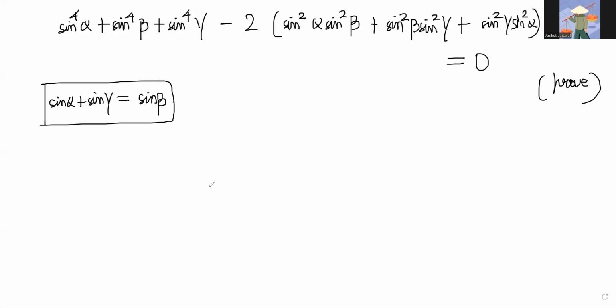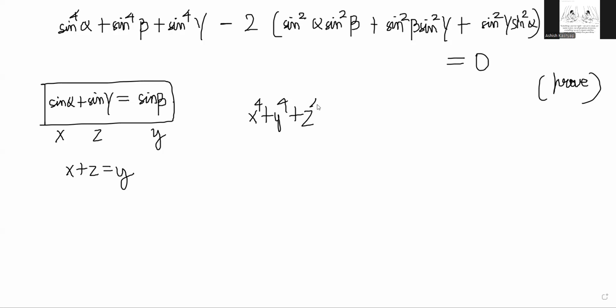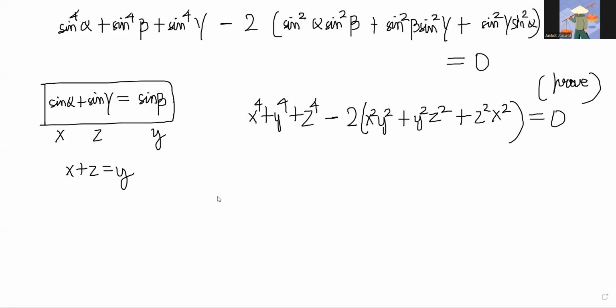Sir, for simplicity, we can use XYZ. We can say this is x, z, and this is y. We have x plus z is equal to y. And we have to show that x power 4 plus y power 4 plus z power 4 minus 2 times x square y square plus y square z square plus z square x square is 0.